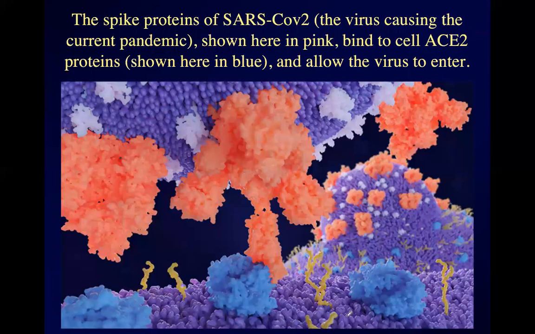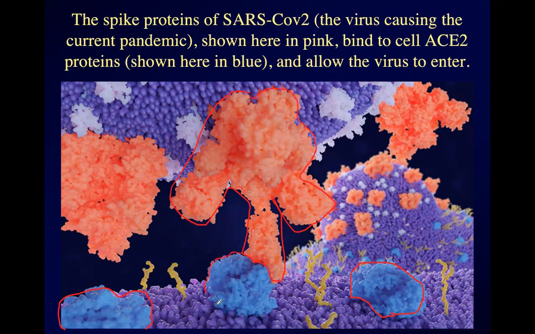And what you're looking at here in blue, that's a host cell surface. That's what the surface of one of your lung cells would look like if you could see it really highly magnified. And those blue things are the ACE2 proteins on the surface of a host cell. The spike proteins of COVID, which I'm outlining now, which are shown in this kind of salmon pink, they bind to the cell's ACE2 proteins, and that's what allows the virus to enter.